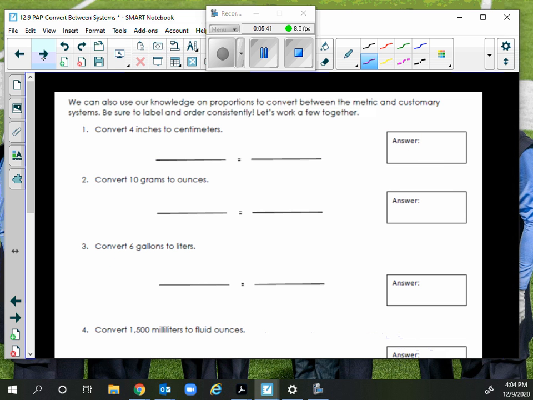So, first one, number 1, convert 4 inches to centimeters. So we're going from inches to centimeters.